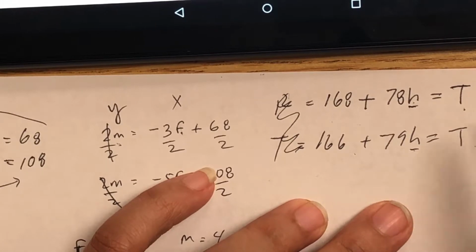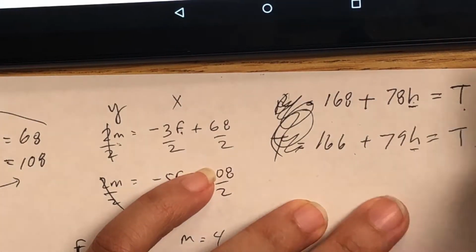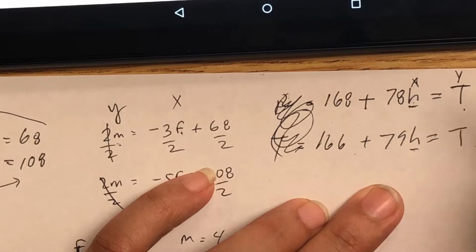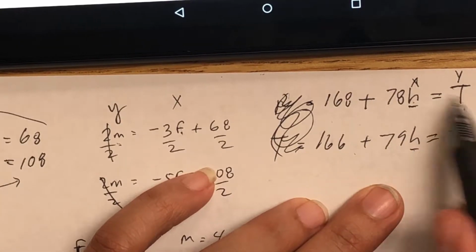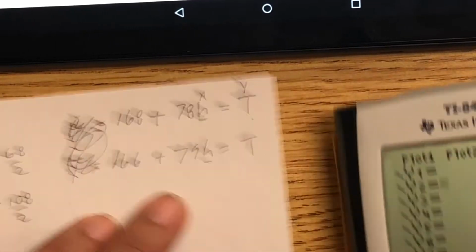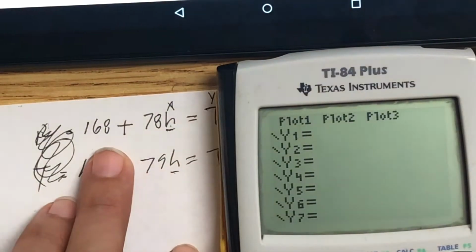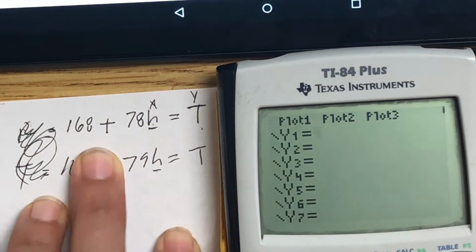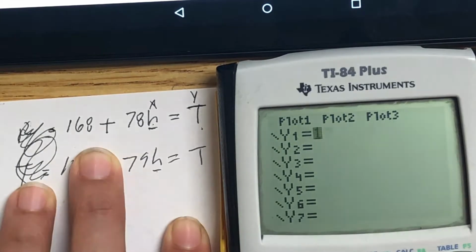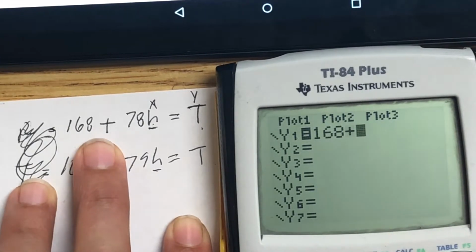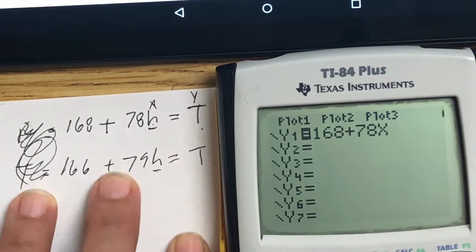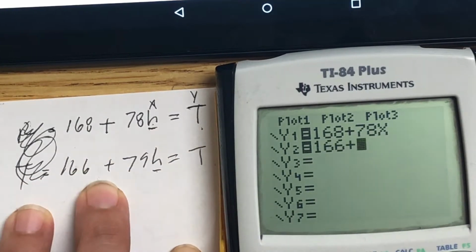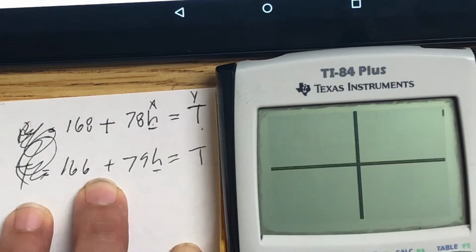So I'm just gonna punch this in the calculator actually. I'm just gonna write it. So this is your y and this is your x, okay? So plug this in the calculator. And I wonder if it has to be in order. I'm going to try and not put it in order to see what happens. Like whether it has to be the one with the x first. 78x. Okay, this one's 166 plus 79x. Graph.